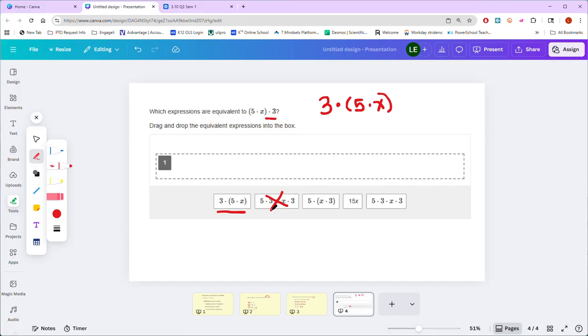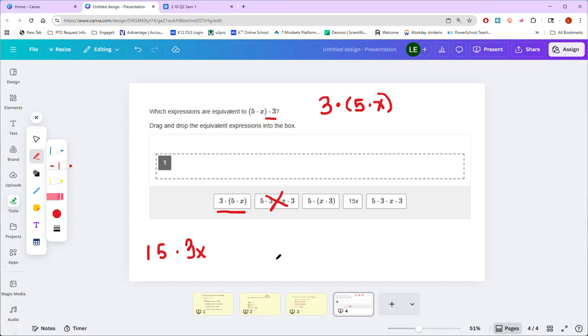The other one is 5 times x times 5 times 3. Well, that's going to give me a different answer. If I were to go ahead and use my distributive property on this one, 3 times 5 gives me 15. I'm going to write it down here. Times, I have to remember the sign in the middle, and then 3 times x gives me 3x. And that is what this would be.